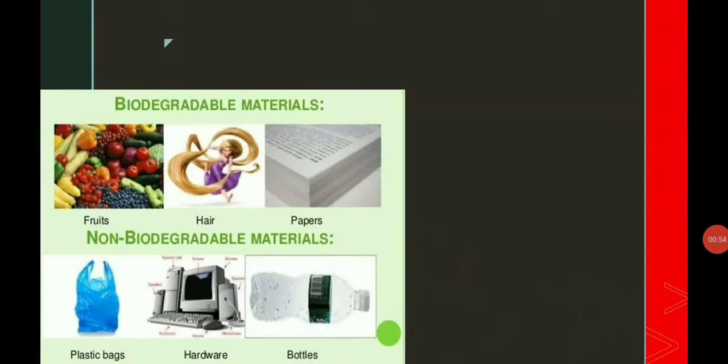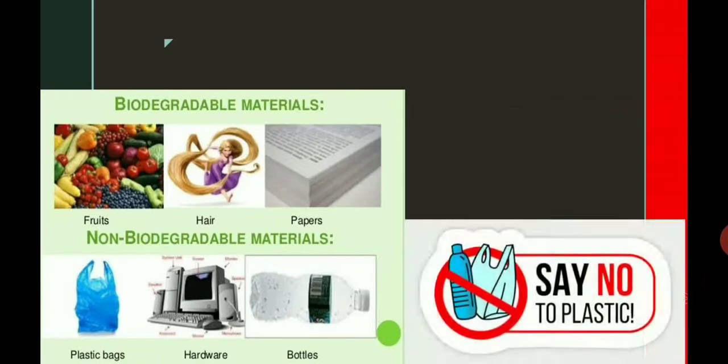So next is biodegradable materials and non-biodegradable materials. So what is biodegradable and what is non-biodegradable? Biodegradable materials are those which can easily mix up with the soil. Those are fruits, hair, papers. And non-biodegradable materials are plastic bags, hardware, bottles. Those cannot mix with the soil.